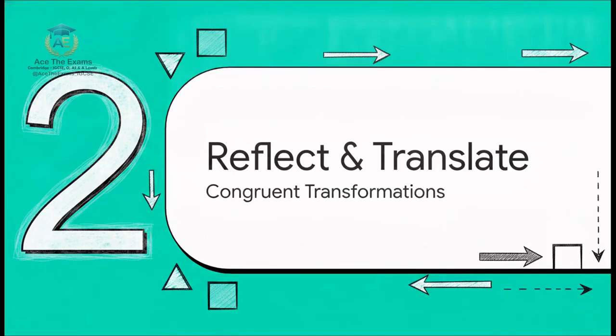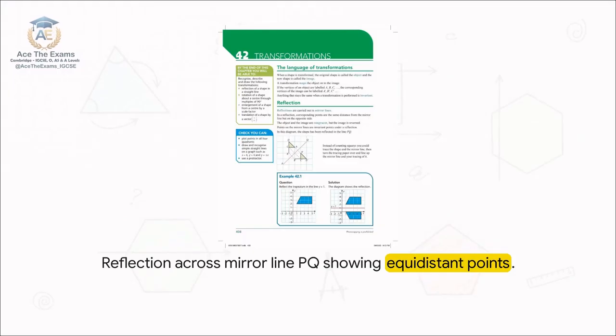All right, moving on to Section 2, Reflections and Translations. Take a good look at that mirror line labeled PQ right there. In a reflection, corresponding points on your object and your image are the exact same distance from the mirror line, just on opposite sides. Notice how point A on the green triangle is a certain distance from the line, and its image, point A prime on the yellow triangle, is that exact same distance away on the other side. The object and the image are congruent, but, and this is absolutely crucial, the image is reversed.